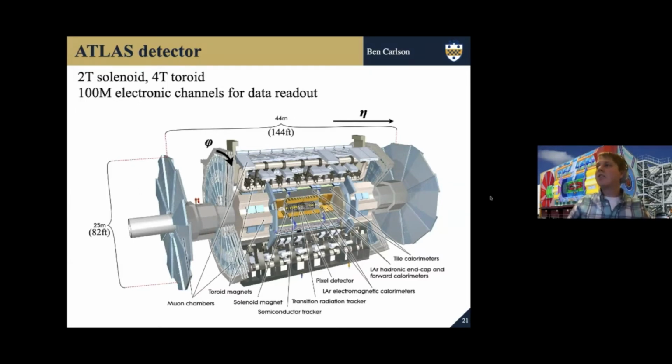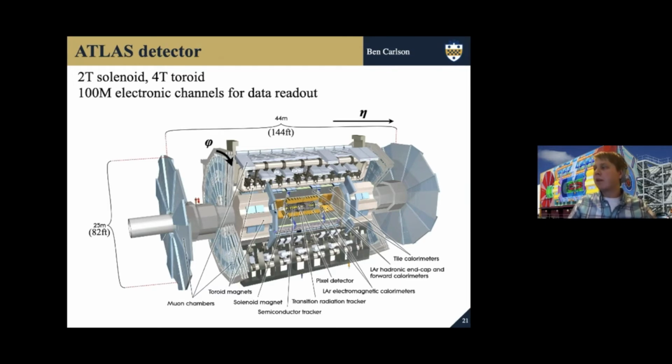This is a cartoon of the detector. You can see it's 140 feet long. It's 80 feet high. If a person were to stand on it, you would see it'd be rather small standing here. The detector is made up of a number of sub-detectors. So from inside out, the beams collide here, and then there's a tracking system at the very center. This is a silicon tracking system which has pixels and also strips of tracks. This is for measuring hits, which can be converted into charged particle momenta.